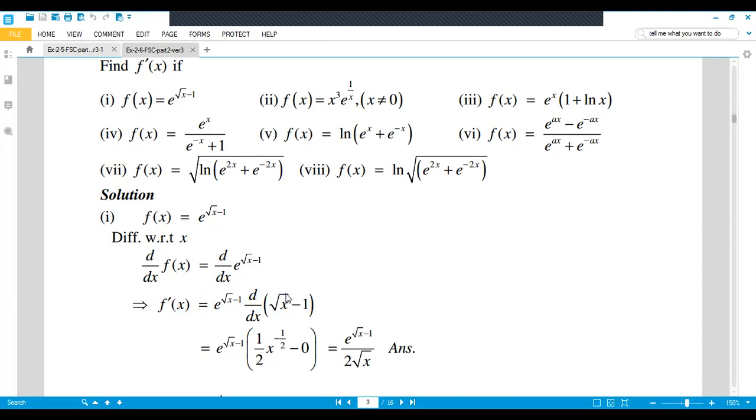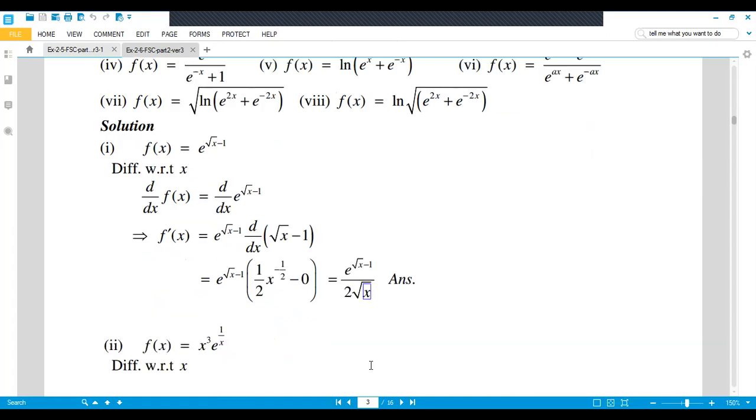And you know that under root is power 1 over 2. It will come in the coefficient, and from power 1 over 2 we subtract 1, so we get minus 1 over 2. And the derivative of 1 is 0. Derivative of a constant is 0. So this is negative. To make it positive, we shift it to the denominator. So e power under root x minus 1 divided by 2 under root x. So this is the required answer.